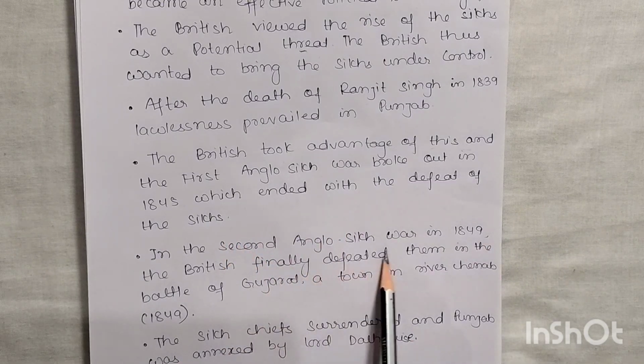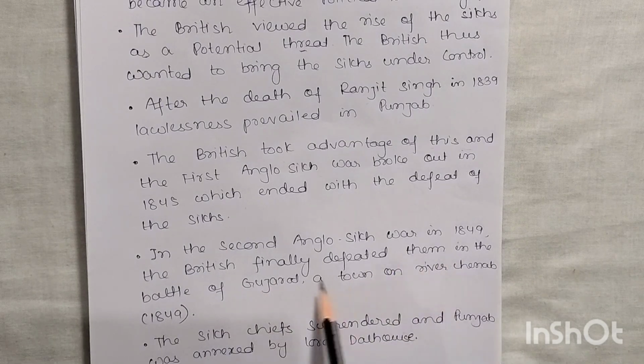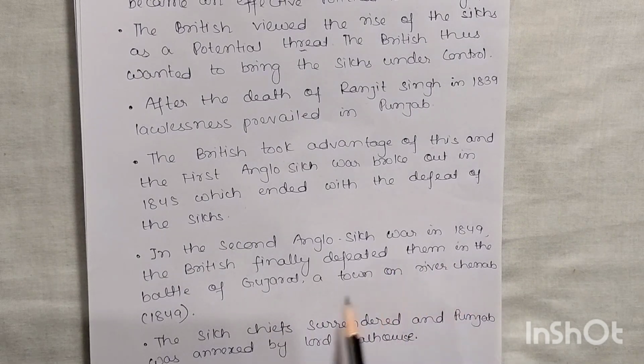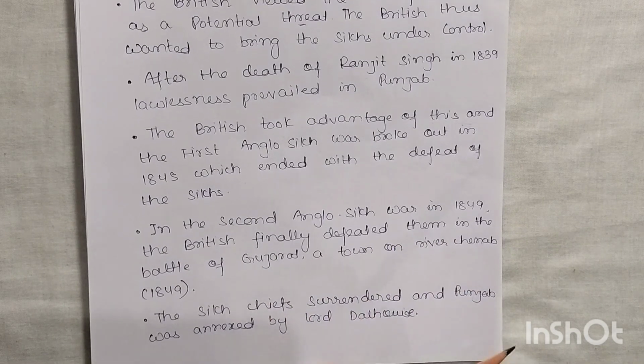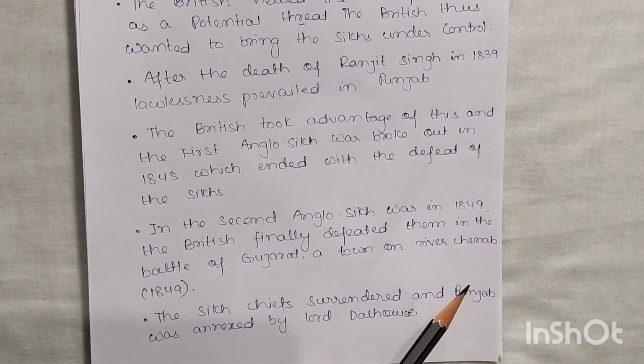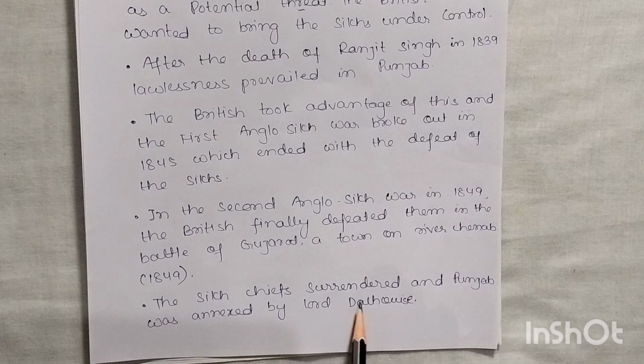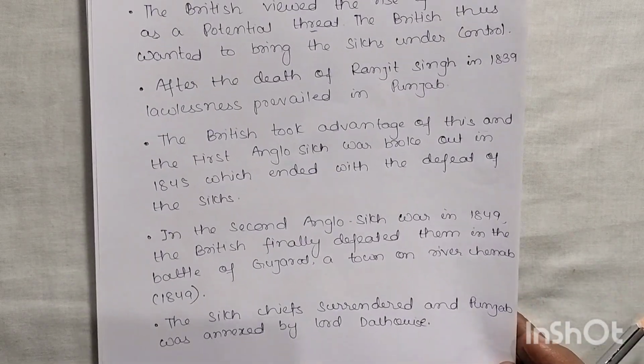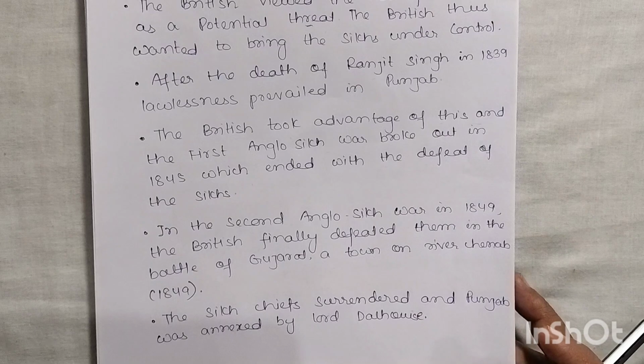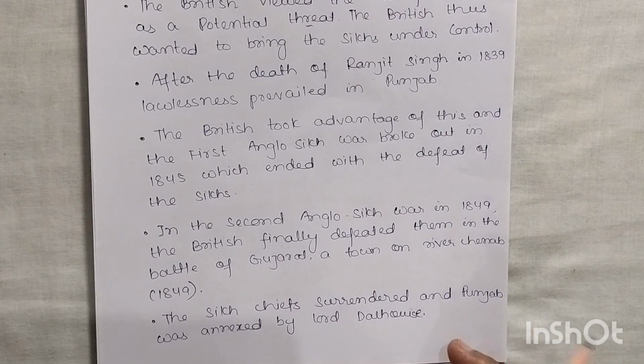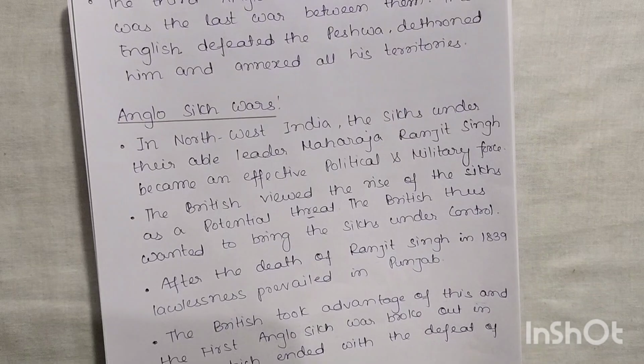In the second Anglo-Sikh War in 1849, the British finally defeated them in the Battle of Gujarat, a town on the river Chenab. So one more war was there, in 1849, and again the Britishers became the winner. The Sikh chiefs surrendered, and Punjab was annexed by Lord Dalhousie. Finally the Sikh chief surrendered in front of the Britishers, and Punjab was annexed by Lord Dalhousie.